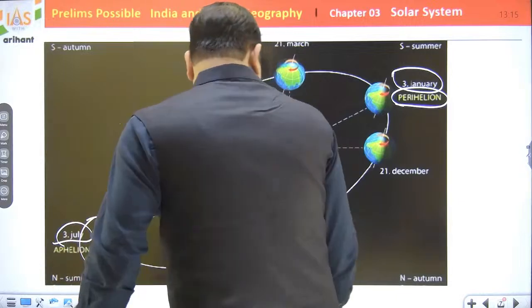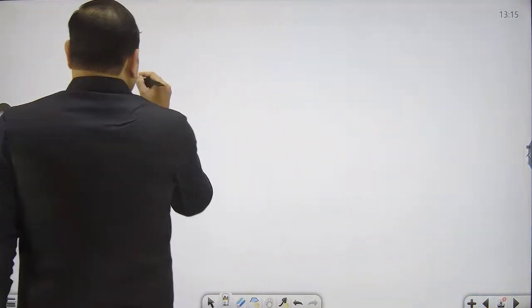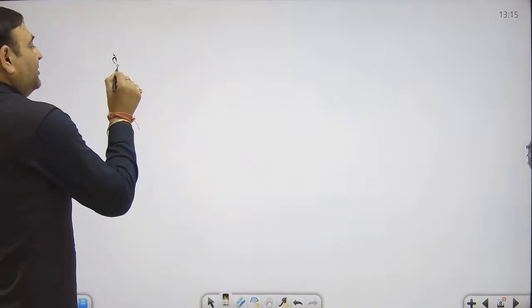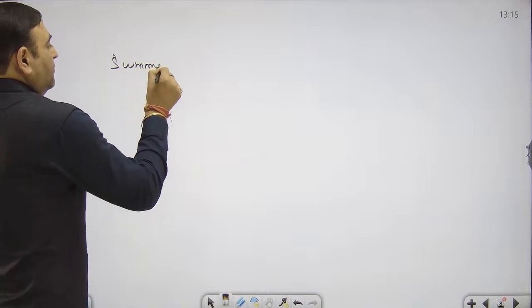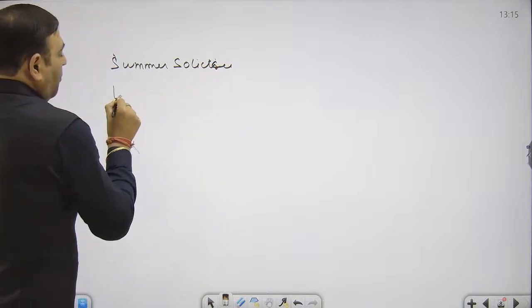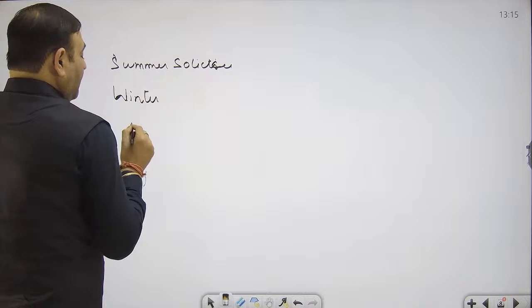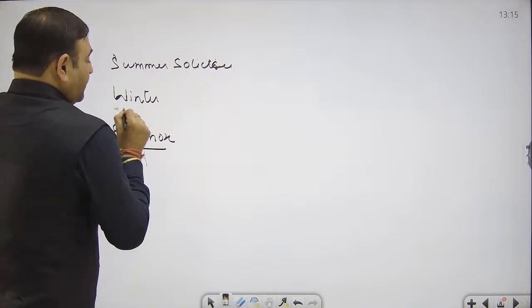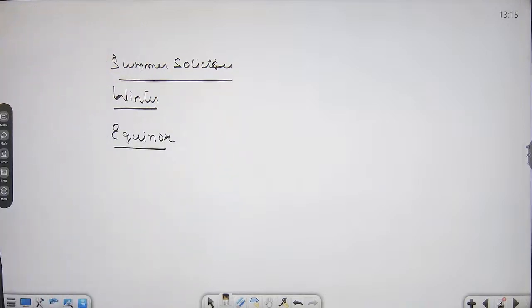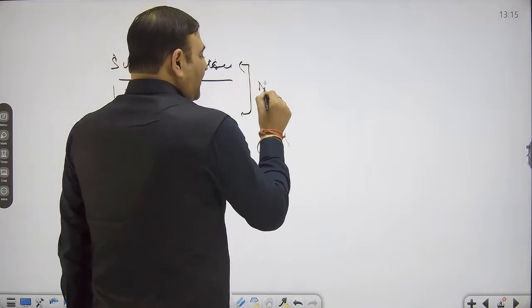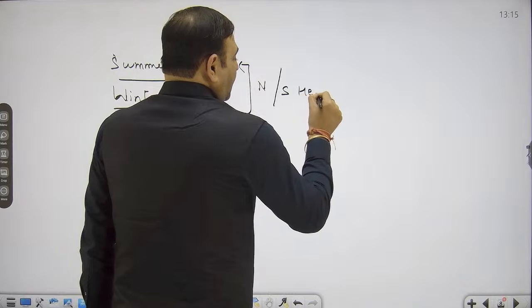So we can have three main conditions: summer solstice, winter, and equinox. There are three major conditions: summer, winter, and equinox. Summer and winter can be both in the northern hemisphere as well as the southern hemisphere.